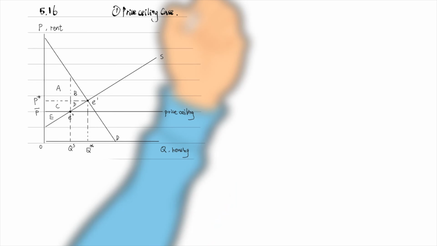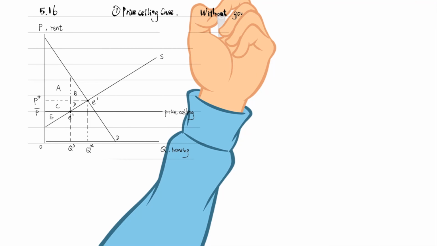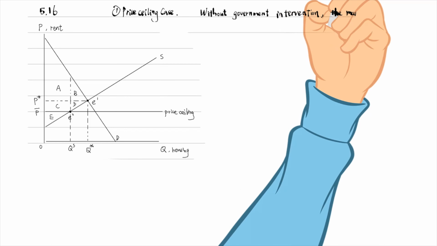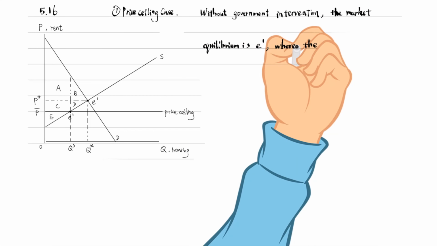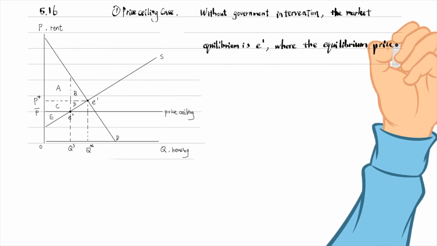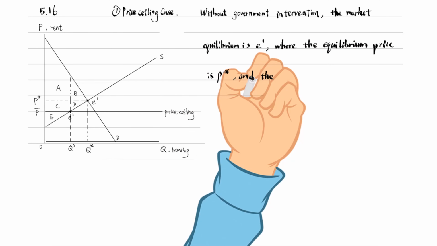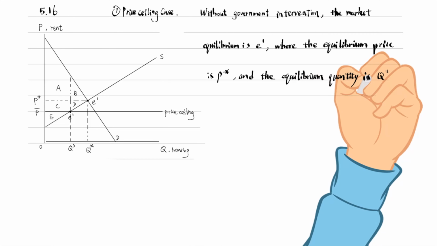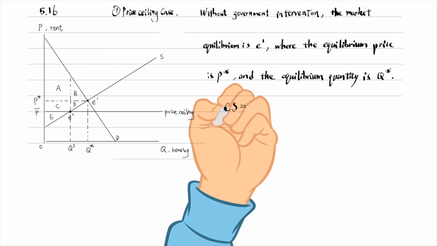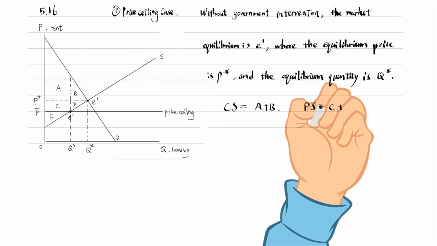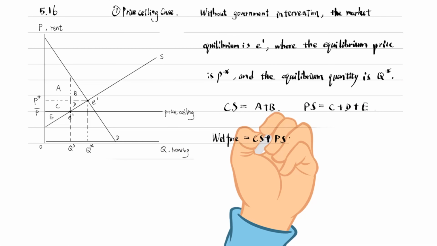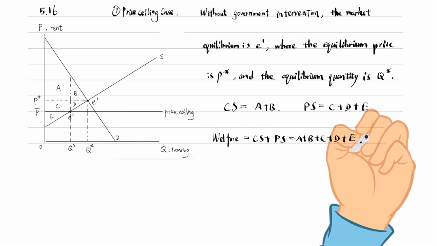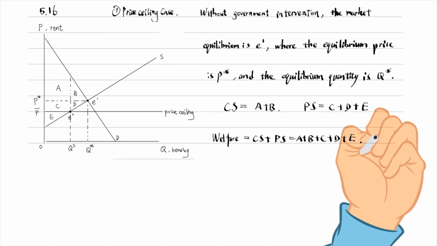Without government intervention, the market equilibrium is E1, where the equilibrium price is P star and the equilibrium quantity of housing consumed is Q star. The consumer surplus is A plus B. The producer surplus is C plus D plus E. The welfare is the sum of consumer surplus and producer surplus.